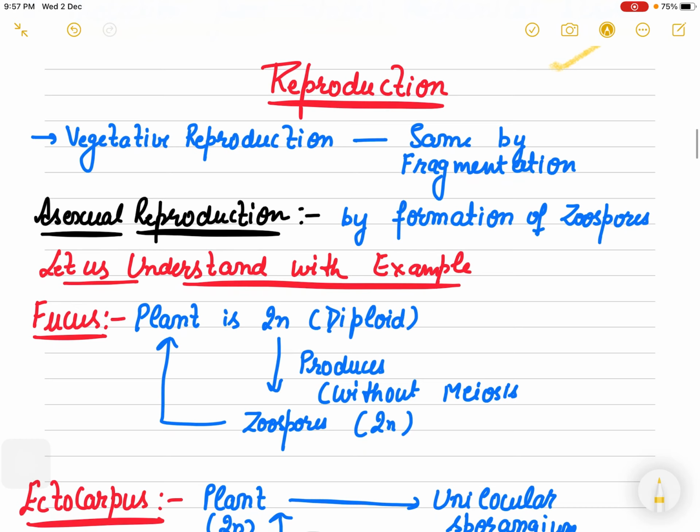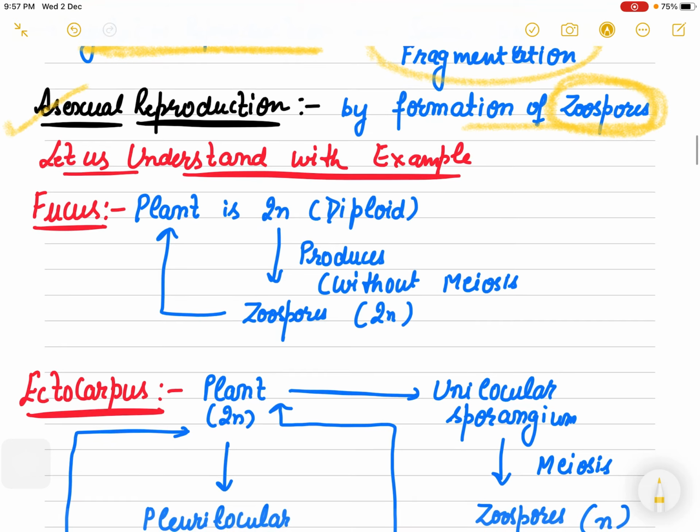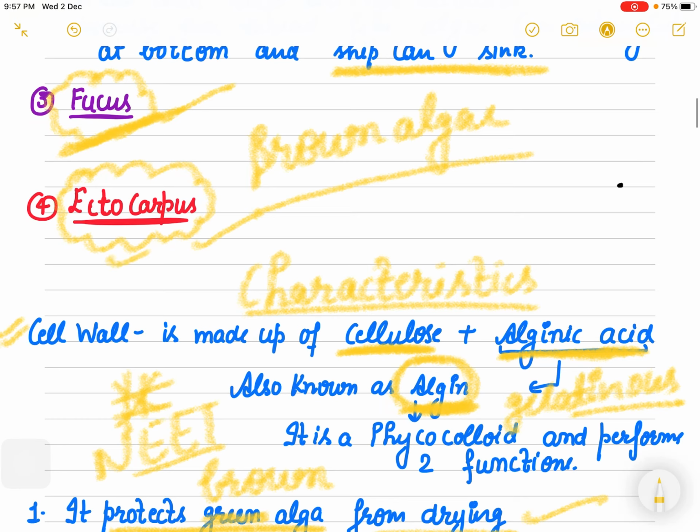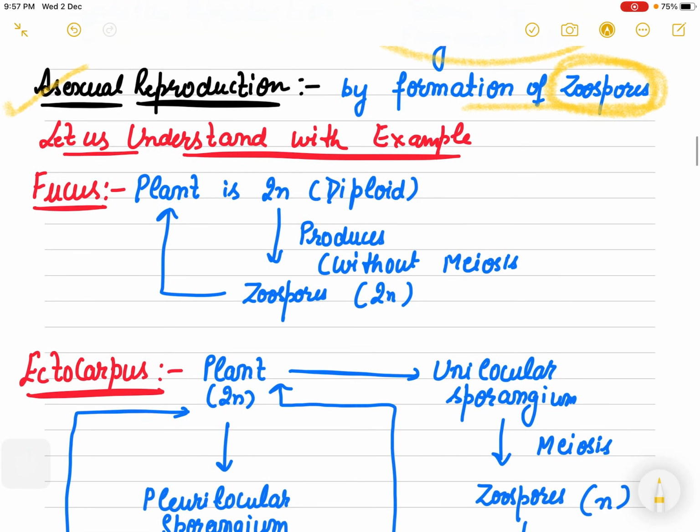If we talk about reproduction, vegetative and asexual: vegetative is again the same, by the fragmentation method. If any member goes under asexual reproduction, that is definitely by zoospores. Now in fucus, I told you that I have left these two members for the reproduction. In fucus, the plant is diploid. So it produces zoospores without meiosis. So definitely the zoospores will be diploid. So again the plant which develops by asexual reproduction will be diploid.